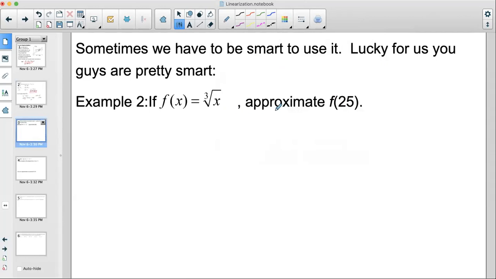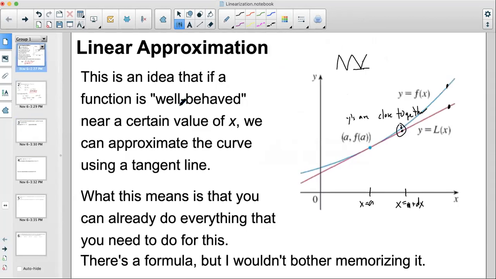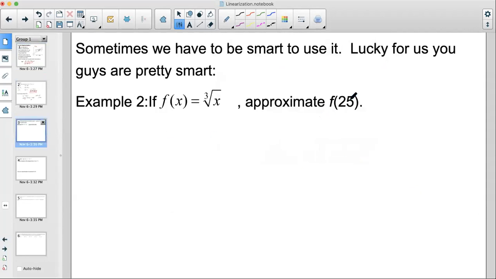And you're like, well, let's choose, remember, the closer this thing is to the point that we choose it at, the better the approximation is. So what would be a reasonable choice of an x for the cube root of x? Well, I'd like one that's a perfect cube. That would be good. And the closest perfect cube to 25 is 27. I'm going to choose that because it's going to make my numbers easy.